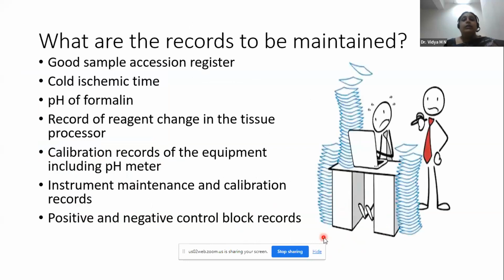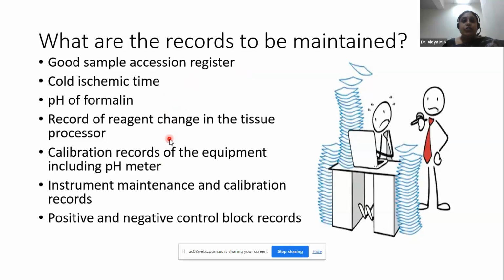Now, what are the records that you need to maintain? First of all, you need to have a good sample accession register. That is what I mentioned in my first few slides. The cold ischemic time and pH of your formalin are very important, because you cannot have very underfixed tissues, or concentrated formalin, which is going to cause harm to the IHC result.